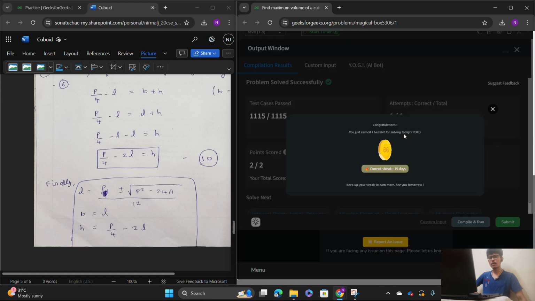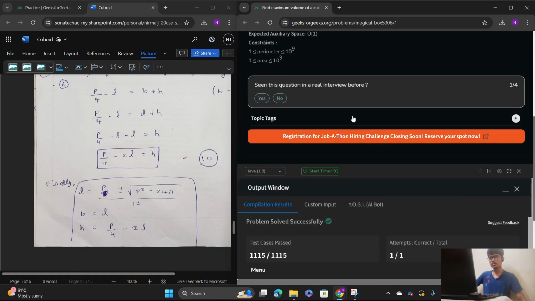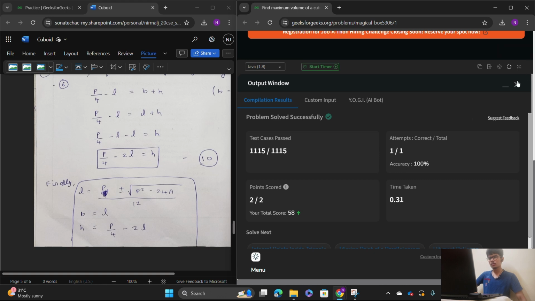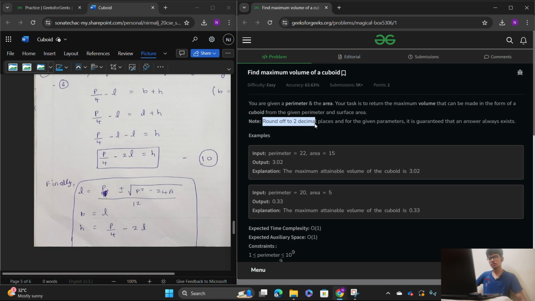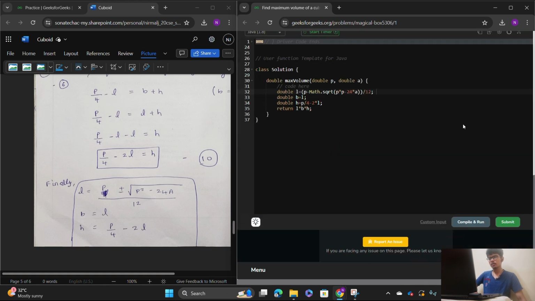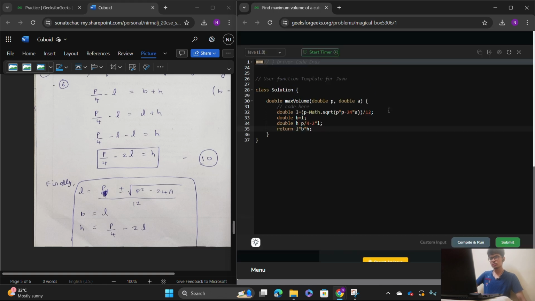Okay, our program got executed successfully. Okay, I think it rounds off to two decimal places for the given parameters. Okay, by default, it is rounding up to two decimal places.